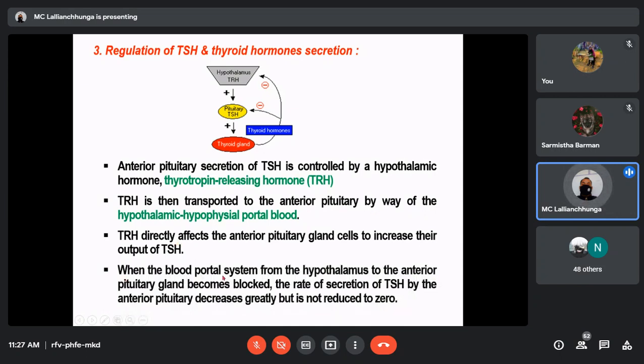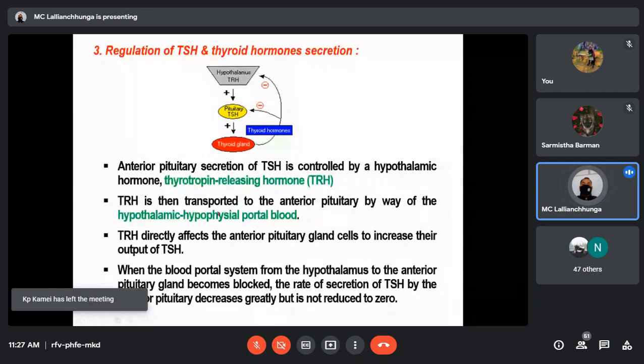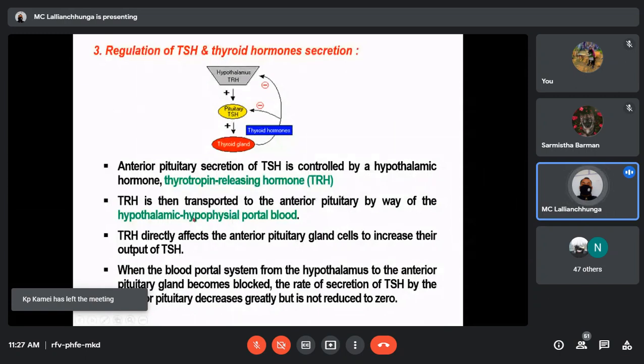The hypothalamic hypophyseal portal system also we have already discussed: the bloodstream, network of blood vessels, the primary plexus, secondary plexus, all those things we have already discussed. When the blood portal system from the hypothalamus to the anterior pituitary gland becomes blocked, the rate of secretion of TSH by the anterior pituitary decreases greatly, but is not reduced to zero.